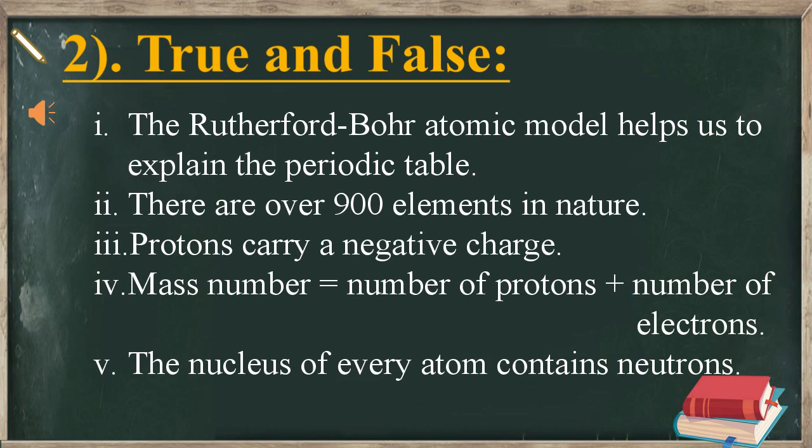Exercise. Question number 2. Mark the statements true or false. 1. The Rutherford-Bohr atomic model helps us to explain the periodic table. 2. There are over 900 elements in nature. 3. Protons carry a negative charge. 4. Mass number equals number of protons plus number of electrons. 5. The nucleus of every atom contains neutrons.